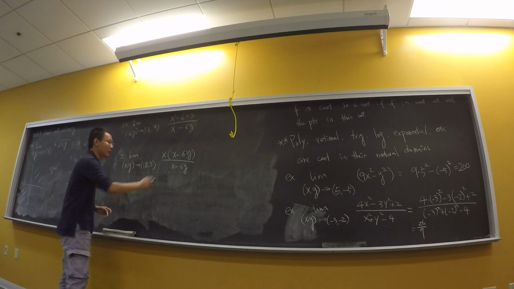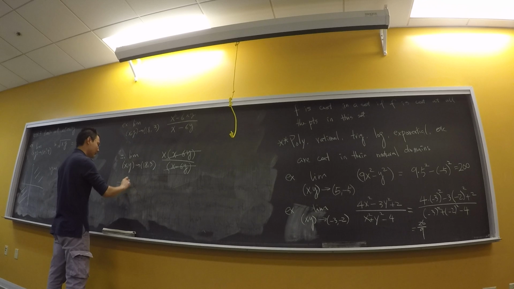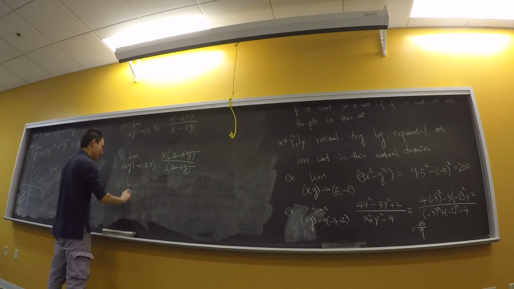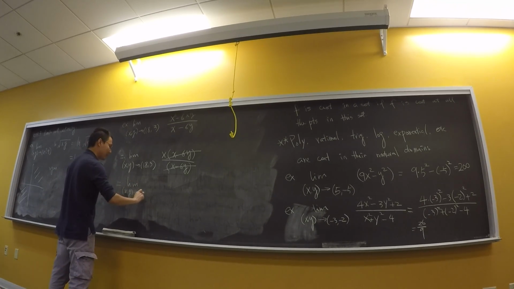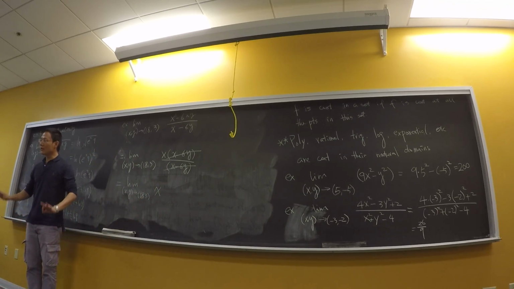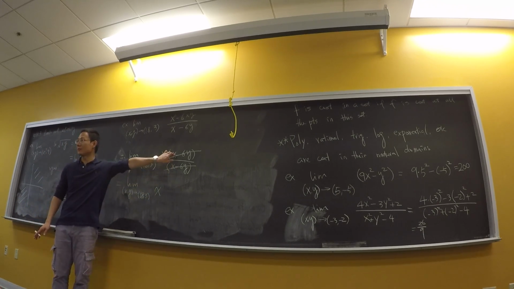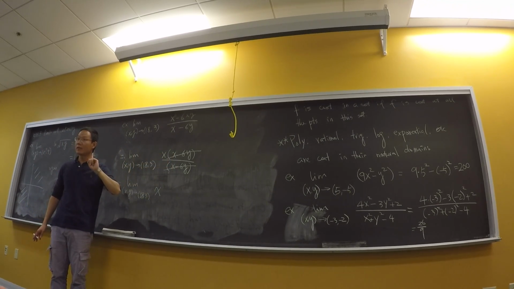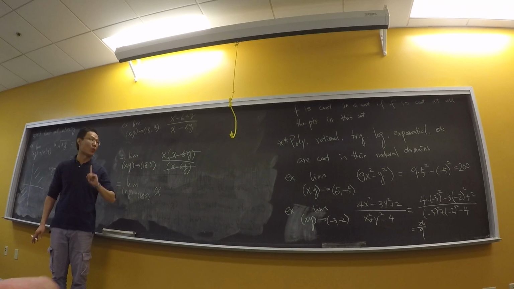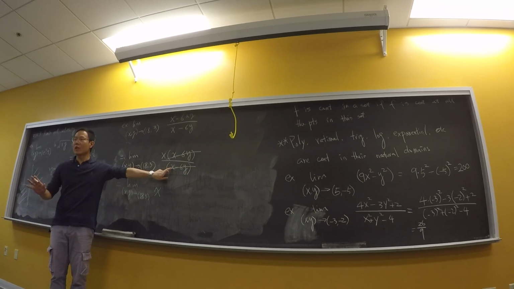I'm gonna remove the common factor here and make it just a very easy function, x. The only thing I need to do is to justify why I can remove this common factor. You can remove the common factor if it is not equal to 0.